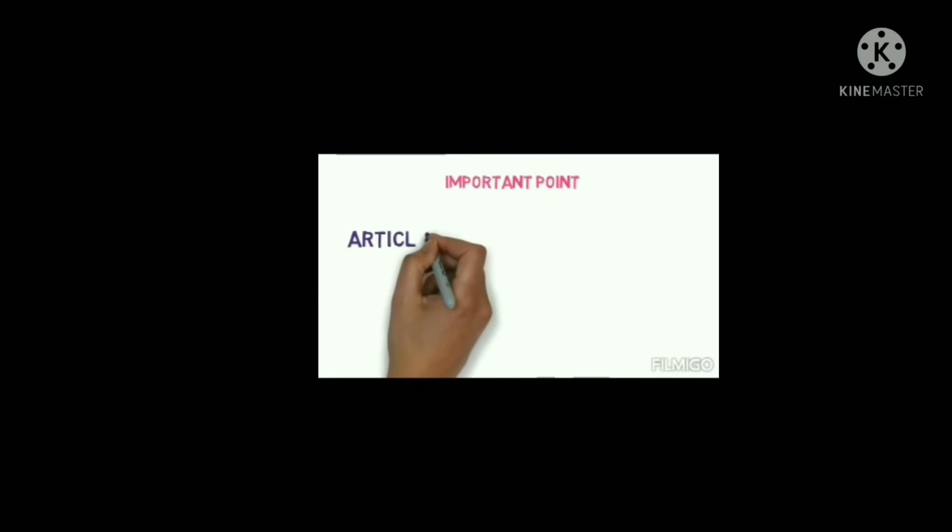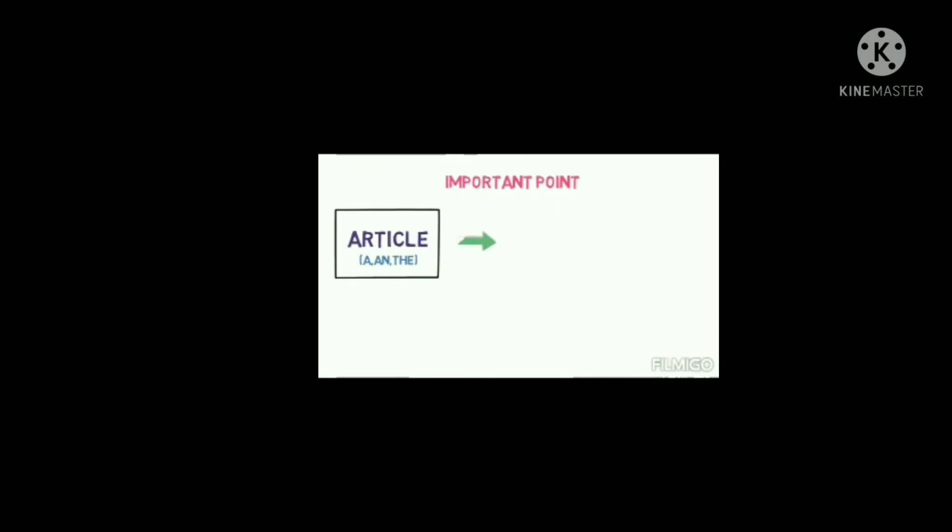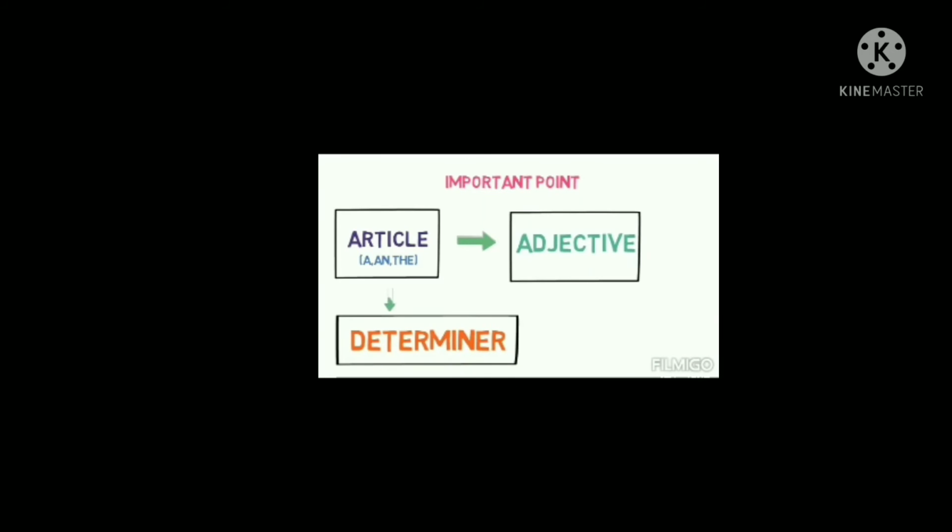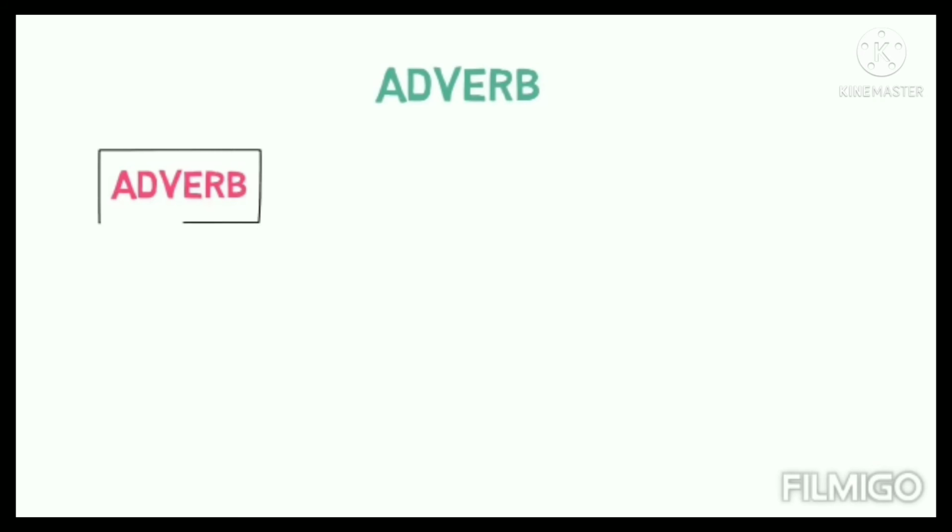We are considering articles a and the as adjectives here, as they are in a way providing the count of a noun. However, in modern English, there is a 9th type of speech added, named determiner. They come in this category of determiner. Please remember this. Let's begin with the next part of speech, that is adverb.